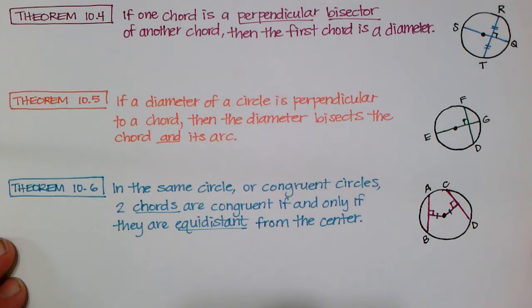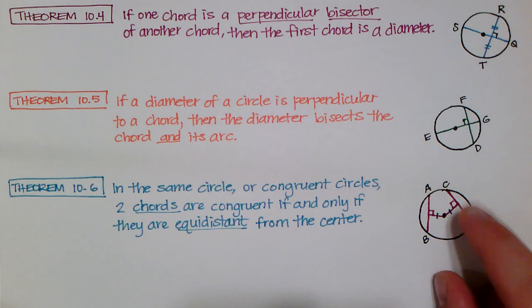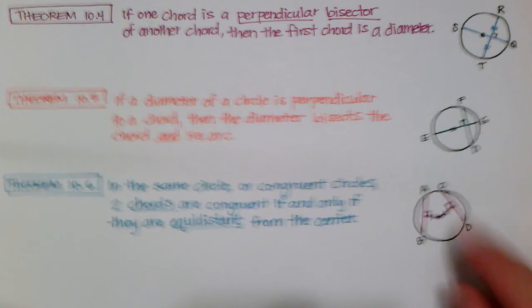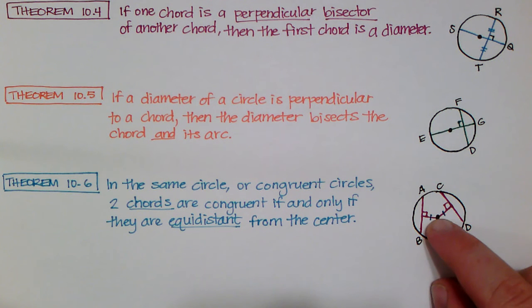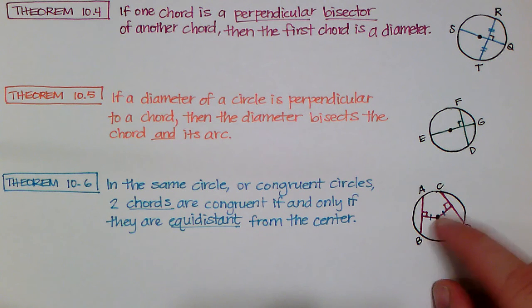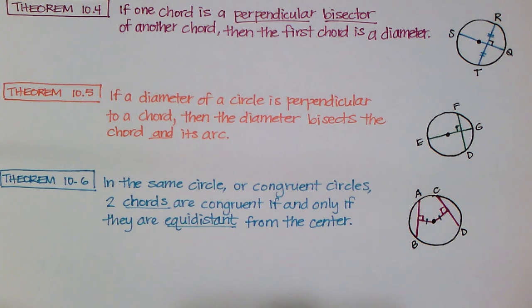And the last theorem for today is Theorem 10.6. And it says, in the same circle, or in congruent circles, two chords are congruent if and only if they are equidistant from the center. So another way to prove that AB and CD are congruent is if the distance from the center is exactly the same. And we know that we find the distance by finding the line that's perpendicular to that chord.